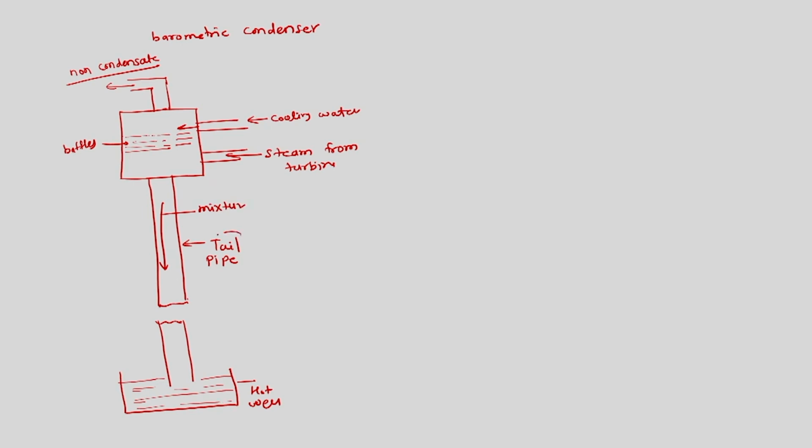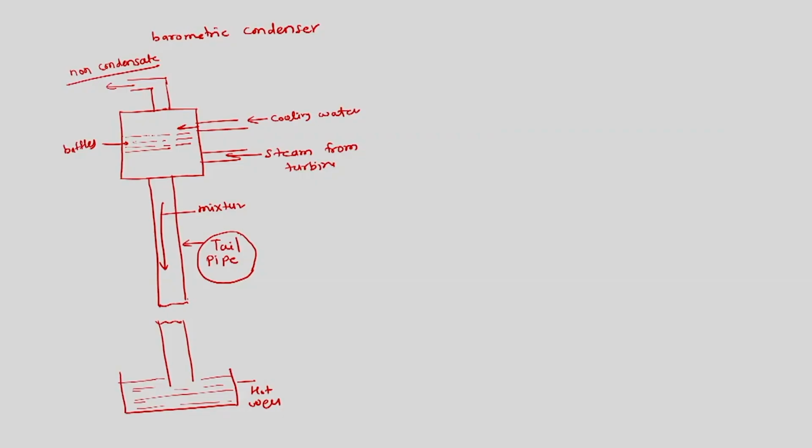The height of the tailpipe is very much required, such that we will have a rise in the pressure of the mixture. The mixture will come in at low pressure, and in the process of condensation and passing through the tailpipe, it will rise in pressure to atmospheric pressure. But this barometric condenser needs a long pipe for the pressure building.